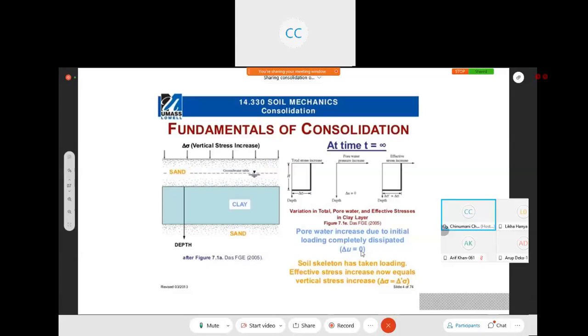Right? And what will happen? Since delta U equal to 0, this entire vertical stress increment will be taken by the soil sample. And that is called effective stress. The stress taken by the soil skeleton is called effective stress. So this effective stress will be equal to delta sigma, this vertical stress increment. Pore water pressure will be 0, and the entire vertical stress will be equal to the effective stress of the soil sample.